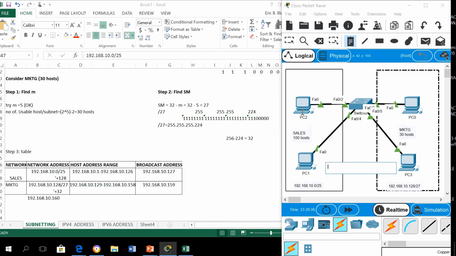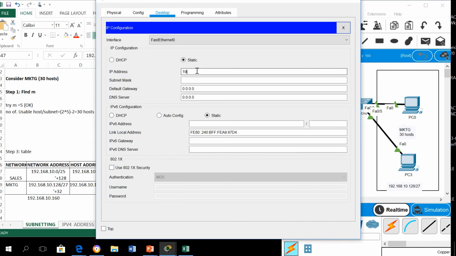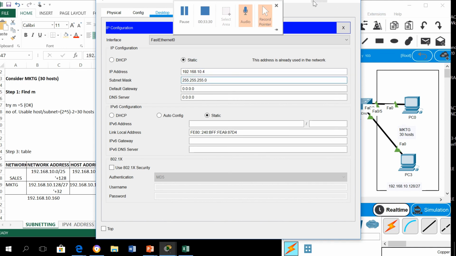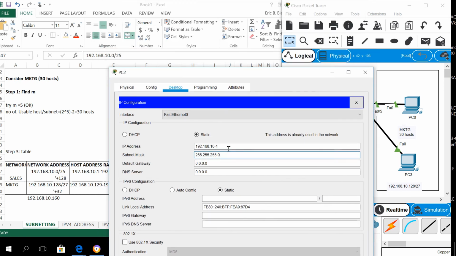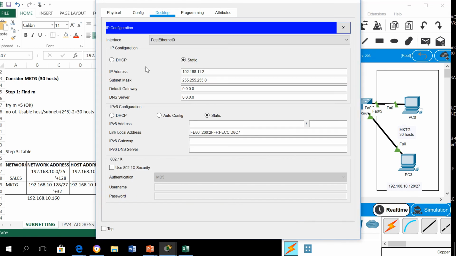So let's see what this is. I'll have a demonstration here. For example, I have a network here of 192.168.10.4. At first, I will not use slash 25 or 27. Let's just have slash 24 first. So take note again, my subnet mask is slash 24. And then I will assign any number.